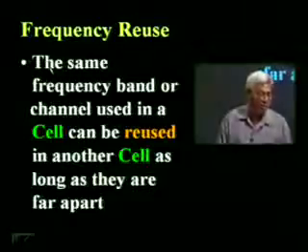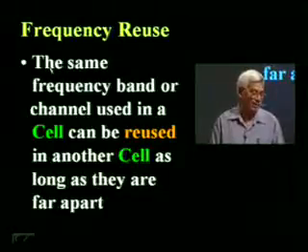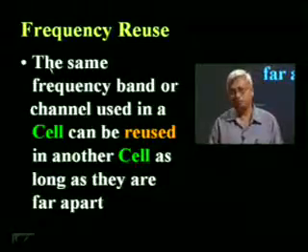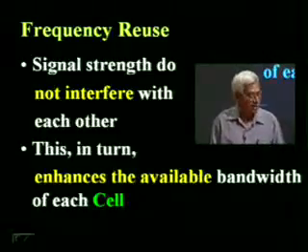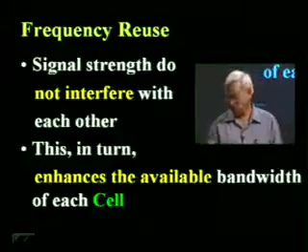The same frequency band or channel used in a cell can be reused in another cell as long as they are far apart. So, you can reuse them after a fixed distance. What is the condition? The signals must not interfere with each other. This in turn enhances the available bandwidth of each cell. If you have planned the frequency, you can increase the bandwidth also.